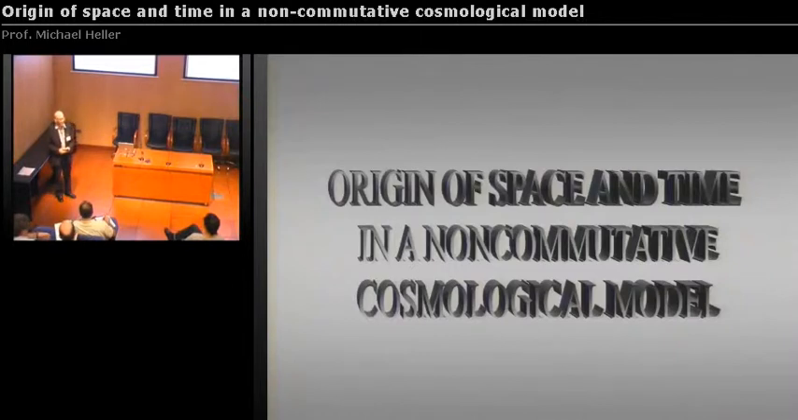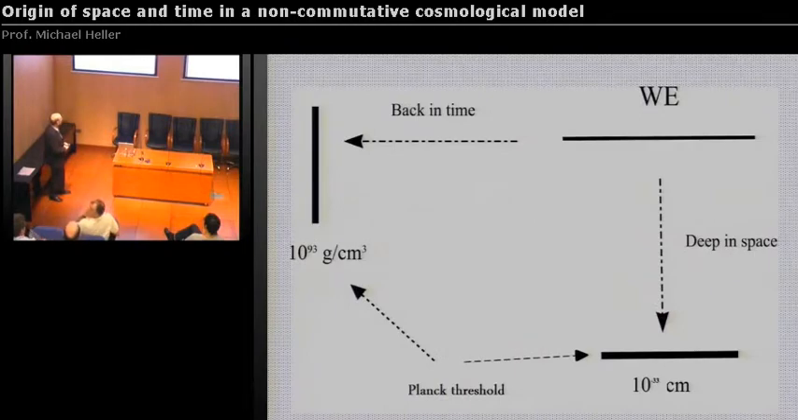So my topic today is the origin of space and time, and in fact of matter, in the non-commutative universe. First, I will introduce the non-commutative methods because they are perhaps less known to you, and then in the second part of my talk I will present some results obtained by my group. It will be a simple Friedman cosmological model, which will be viewed in terms of non-commutative geometry.